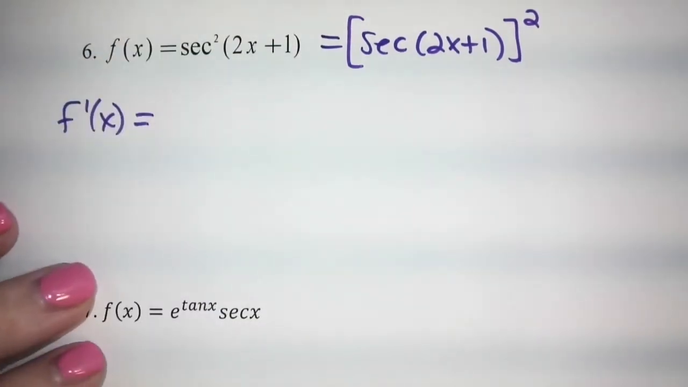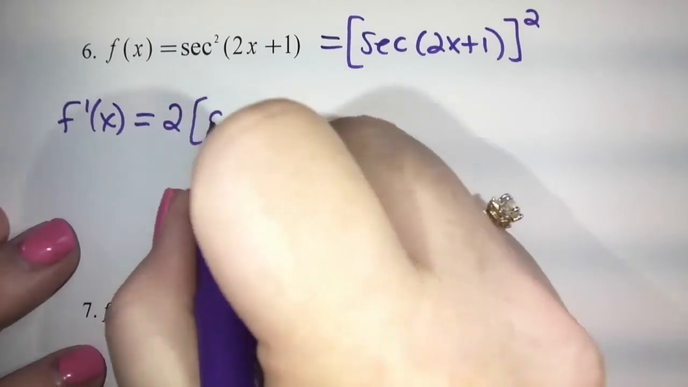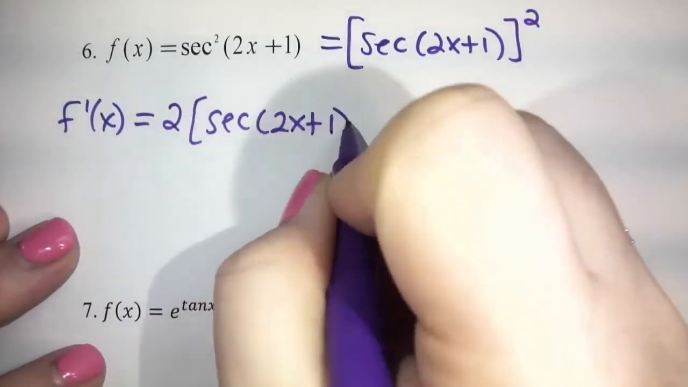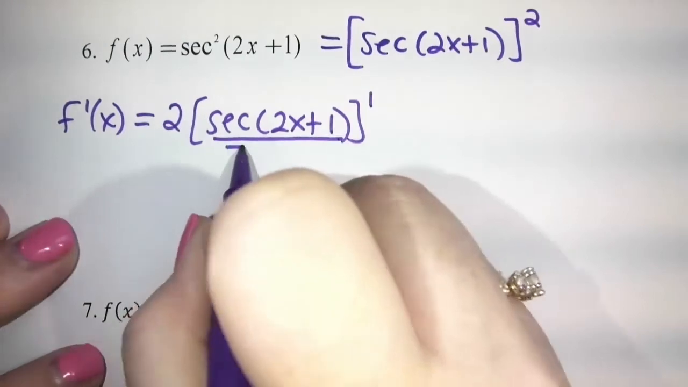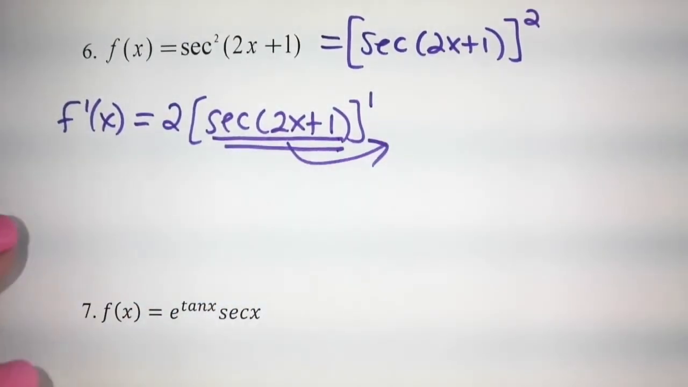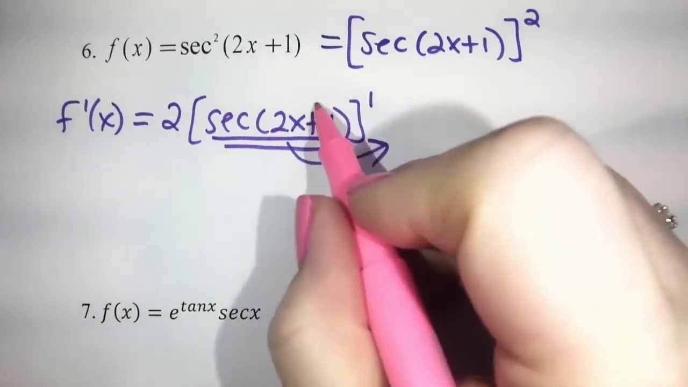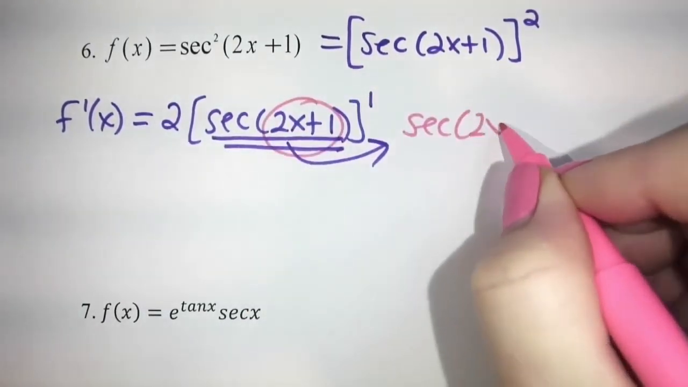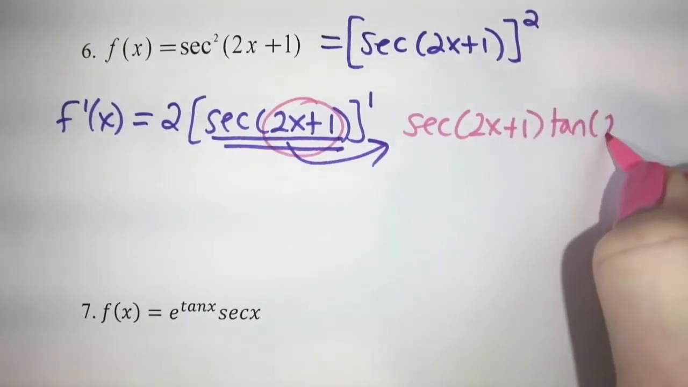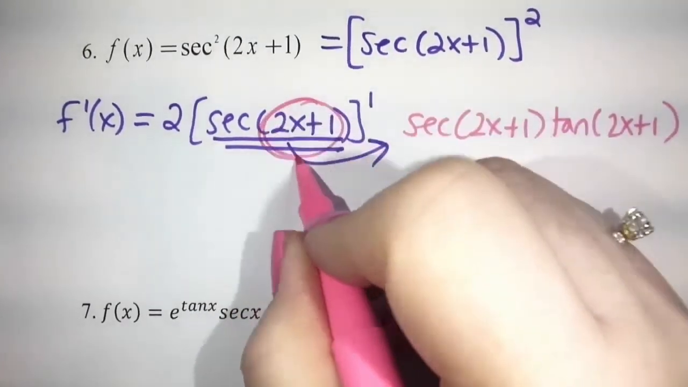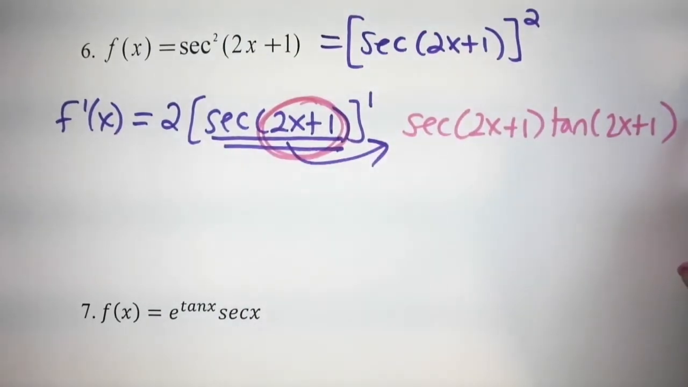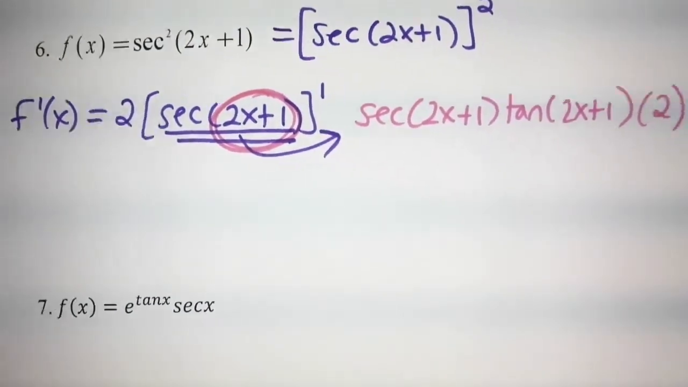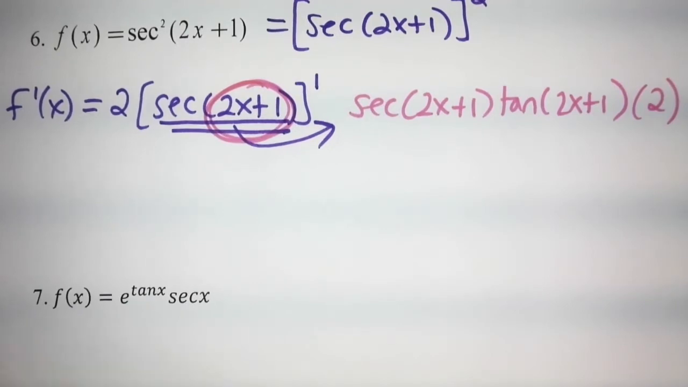So how do we do the derivative of something squared? We do 2 out in front, the same bracket to the 2 minus 1 is 1, and now the tricky part here, times the derivative of the bracket. So let's think about what's the derivative of sec x. The derivative of sec x is sec x tan x. So that means the derivative of sec of anything is sec of the anything, tan of the anything, times the derivative of the anything, and the derivative of 2x plus 1 would be a 2. So that whole thing there is our answer to the derivative.